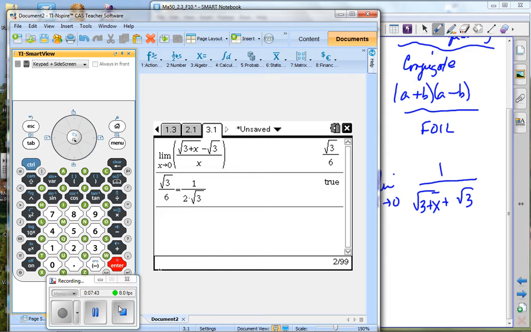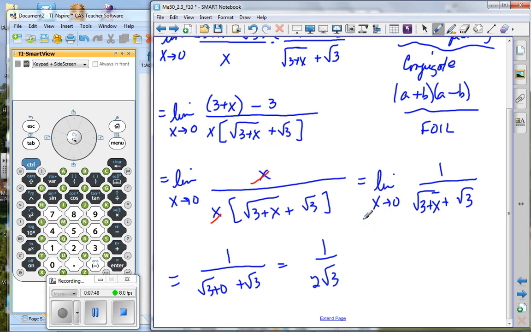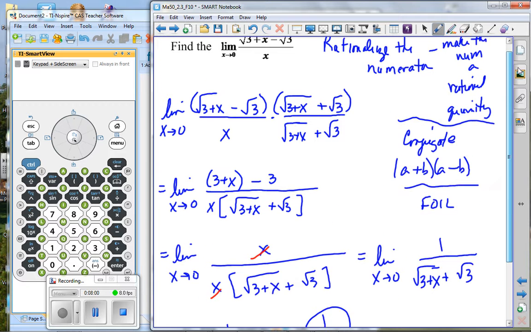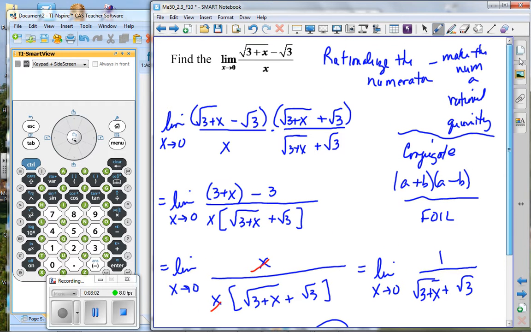So our answer is equivalent to the answer, the square root of 3 divided by 6. I accept this answer for me because I know technology is in our lives and we're okay with using it for this work. I'm perfectly fine. Have you demonstrated your ability to rationalize the denominator? Yes, by rationalizing the numerator.